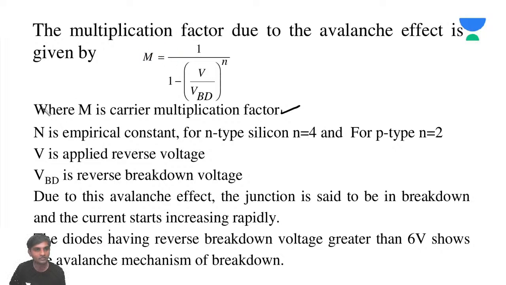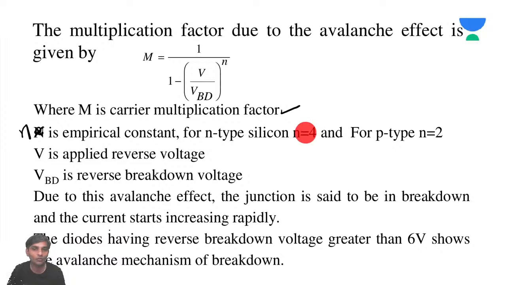Now, the n here is actually not a capital N. This is supposed to be a small n; I think it was written by mistake. This small n is an empirical constant. For n-type silicon, it is going to be 4. For p-type silicon, it is going to be 2.